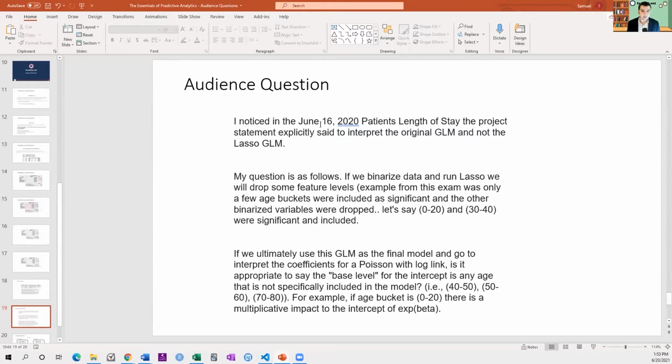If we binarize data and run Lasso, we will drop some feature levels. An example from this exam was only a few age buckets were included as significant, and the other binarized variables were dropped. Let's say, 0 to 20, 20 to 40, and so forth.